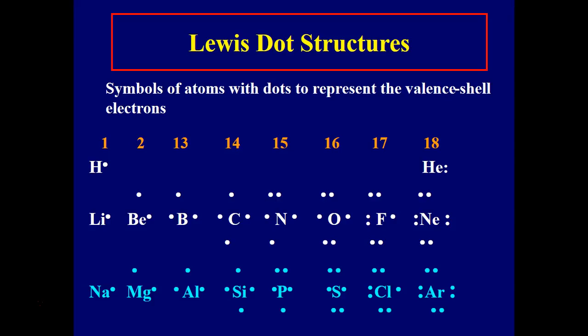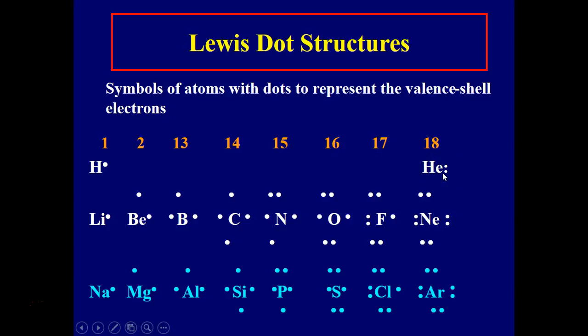It's important to remember Lewis dot structures to help you understand bonding. Symbols of atoms with dots to represent the valence shell electrons are known as Lewis dot structures. So here are some common ones. In group 1 we have hydrogen, lithium, sodium. Group 2, group 3, group 4, 5, 6, 7, and 8.